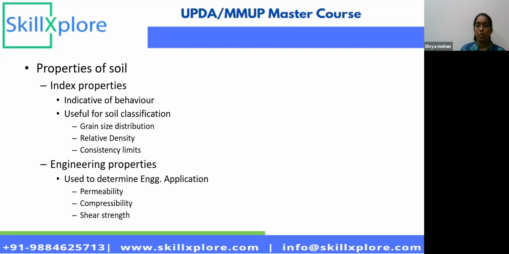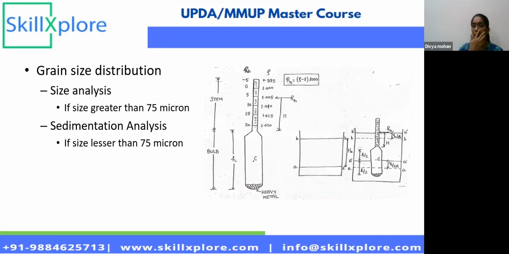And these properties of soil can be divided into two different categories. One is index property, another is engineering property. The index property is a physical property in which we deal with grain size distribution, relative density, and consistency limits, like how the soil behaves in its physical conditions. And engineering property is nothing but its capacity for permeability, compressibility, and shear strength. First of all, we'll deal in detail with the index properties.